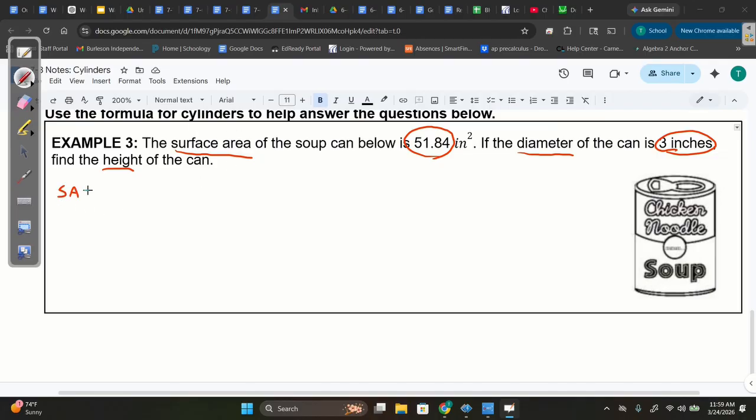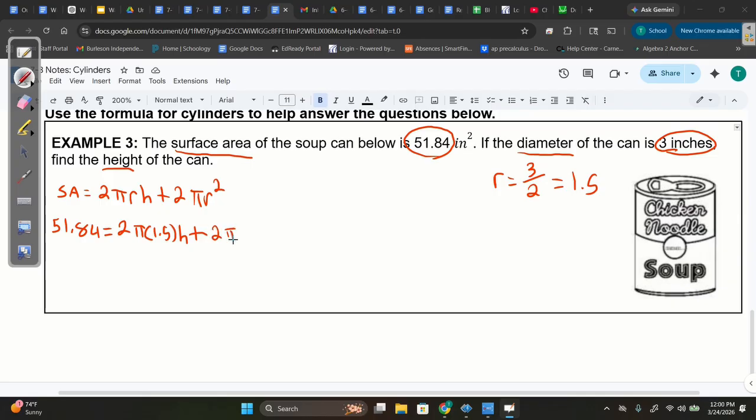The surface area is 2 pi RH plus 2 pi r squared. And what I'm going to do is replace the information it gave me in the word problem with the part in the equation. So, for example, the surface area is 51.84. So I'm going to replace the surface area with 51.84. 2 pi, those are just numbers. R is the radius. I was given the diameter. So to get the radius, I've got to take my diameter and divide it by 2. That gets me 1.5. So my radius is 1.5. H, we don't know the height, so I'm going to leave it as the variable.